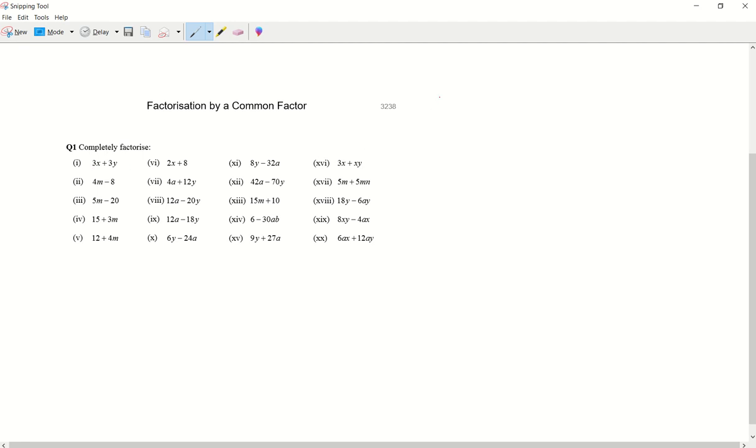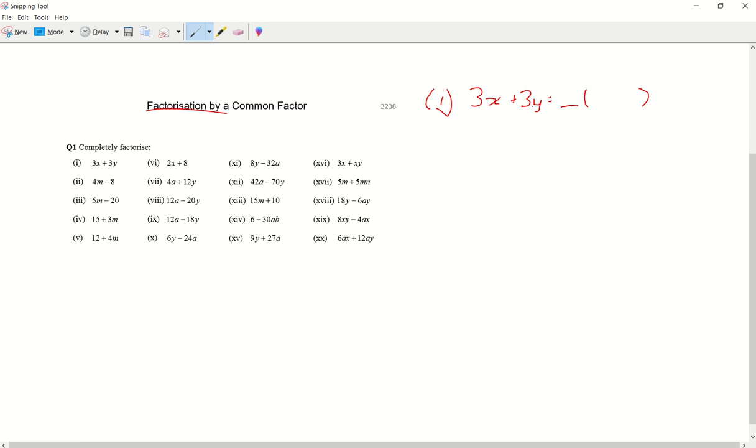So if we have a look at here, we've got the first question there. Sorry about the handwriting. 3x plus 3y, what does it equal? So it's asking us to factorise. So we have to have something out the front and something in brackets. The part that goes out the front is the factor. It is the highest number or the common letter in both terms.